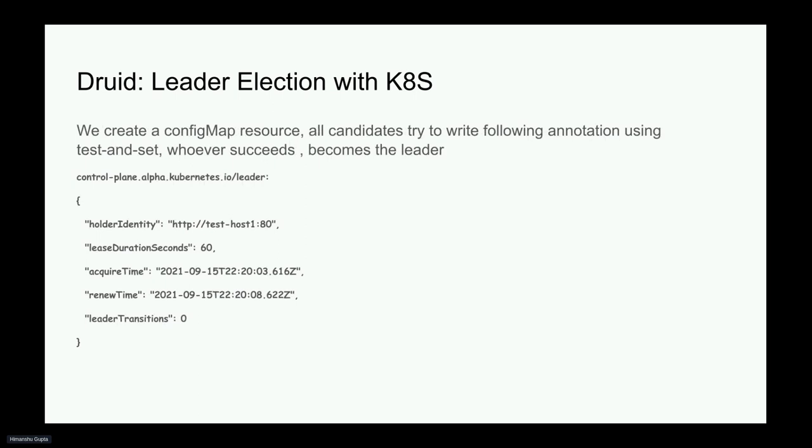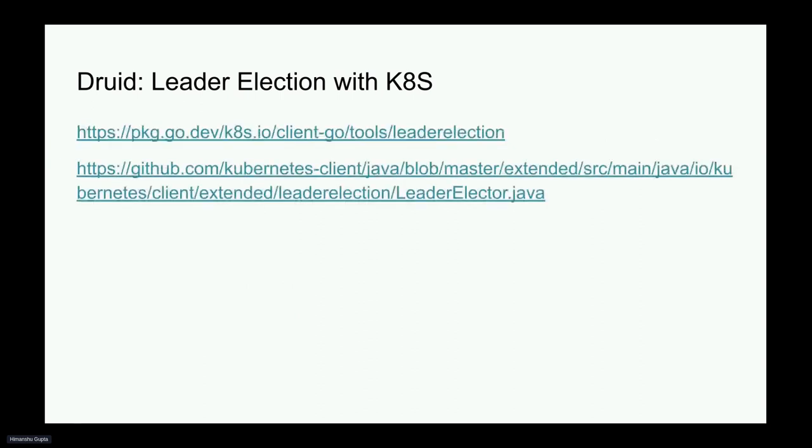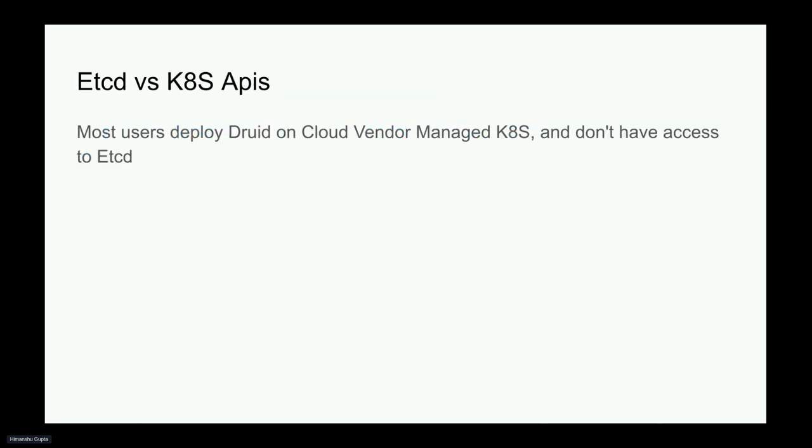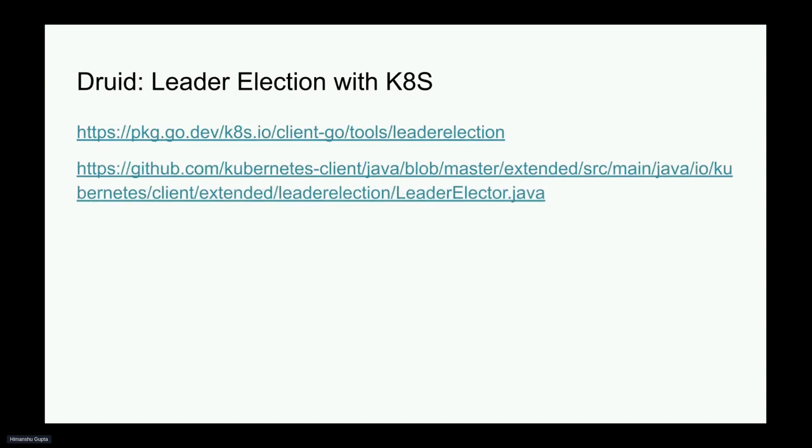So the idea is the candidates will try to add this annotation with their individual identities and the lease duration and when they acquired the lease, etc., using the test and set operation, and only one can win, and that will be the leader. You can look at the details of this lease-based leader election algorithm that actually existed in the Kubernetes Go client itself. So we didn't have to implement the lease-based leader election ourselves. There is a Java port of it, and you can take a look at that here, just trying to save some time. So basically, we use this Kubernetes Java client and use the leader elector algorithm implemented in there. And basically, with that, we can power the leader election too.